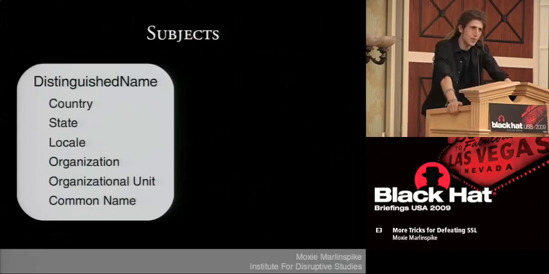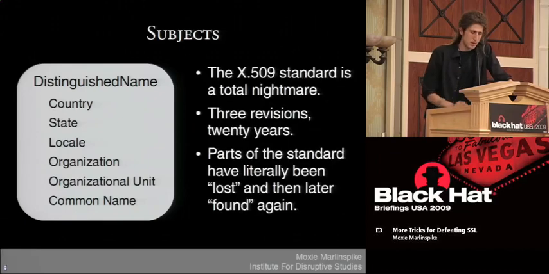So I'm oversimplifying the picture a little bit. The subject is really not just an ASCII string. It's actually this whole other structure called a distinguished name. To understand that, you have to understand that the X509 standard is a total nightmare. There's been 3 revisions. It's 20 years old. Parts of the standard have literally been lost and then found again.